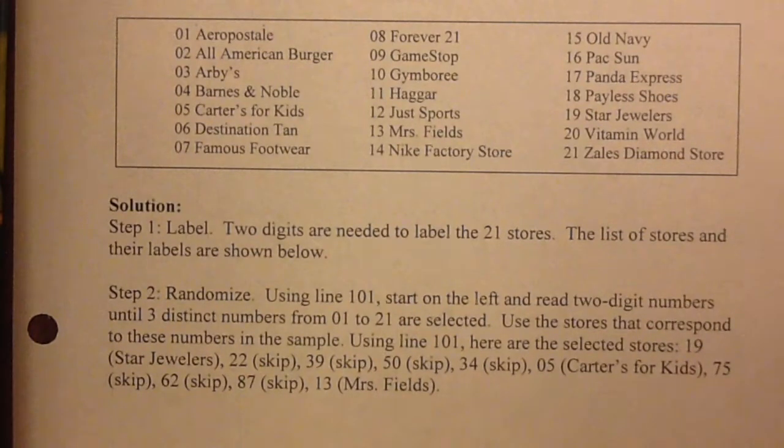Make sure you're specific in your write-up if you're ever asked to explain how to choose an SRS. But as far as going about it, you're looking 2 digits at a time when you have 2-digit numbers. If I had a list that had maybe 100 stores on it, then I'd have to go to 3 digits at a time.